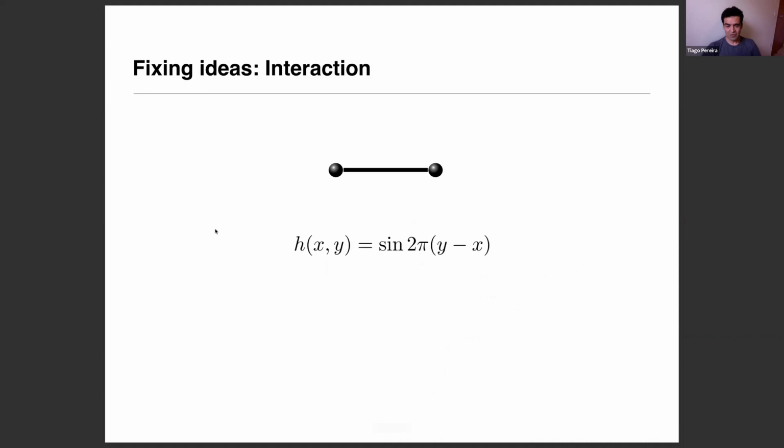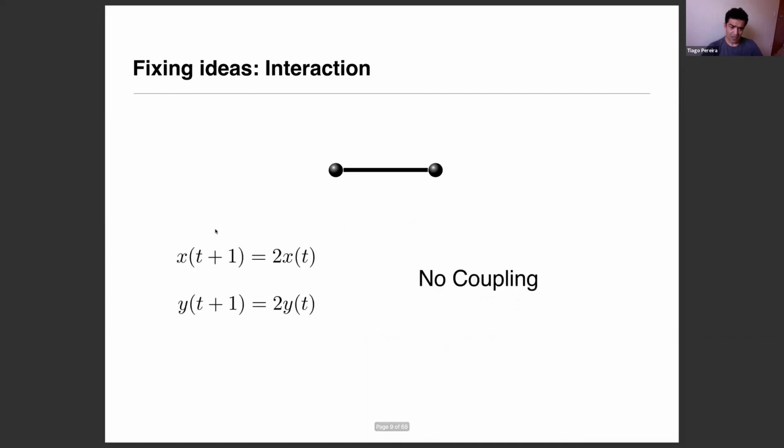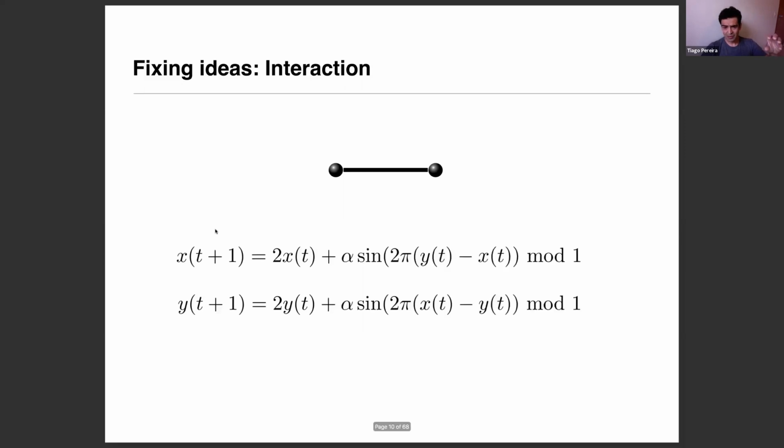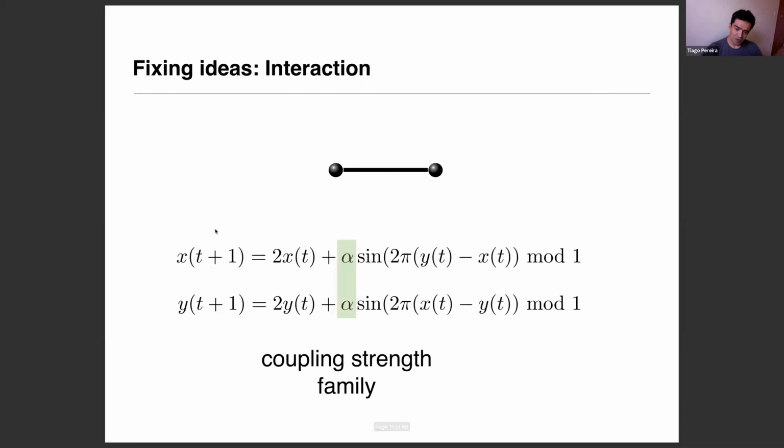Then I will couple them. A typical case that people study is this coupling of type sine of the difference of states. This type of coupling is called diffusive. So if I have no coupling, I have two copies of the same system. When I couple them together, I have this dynamical system on a torus now. What's important here for me is that I want to study now the effect of this parameter alpha. So I have a family of dynamical systems now. I will change alpha and I see how the dynamics change. Okay, so this is the goal of this small project.